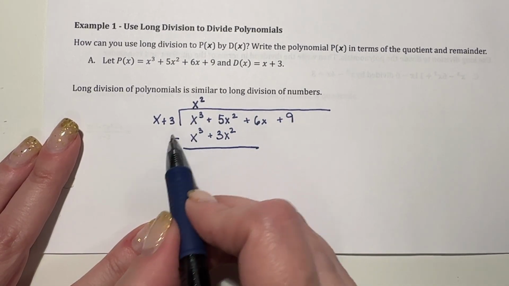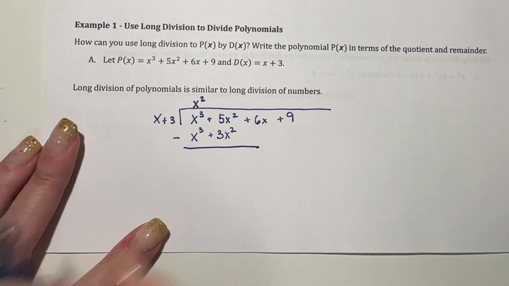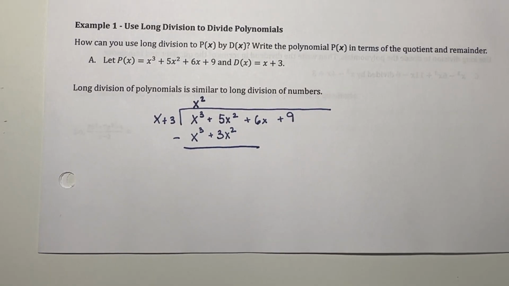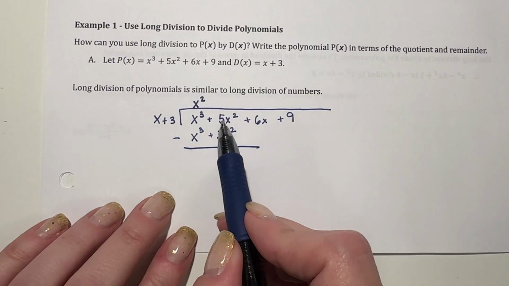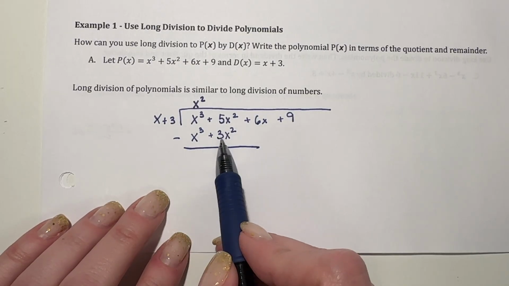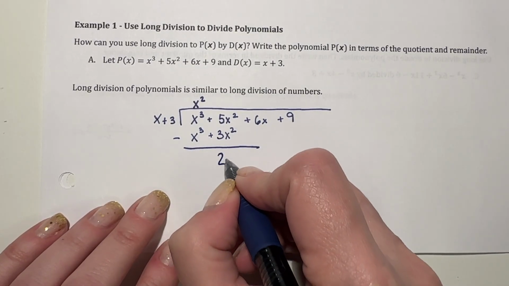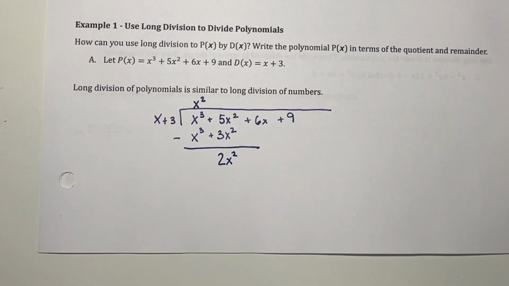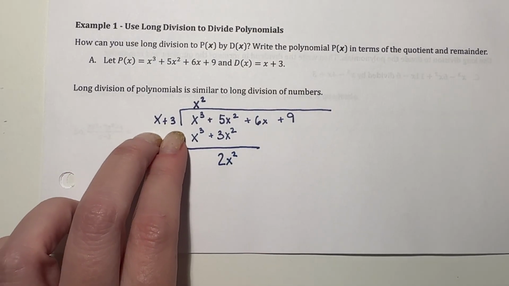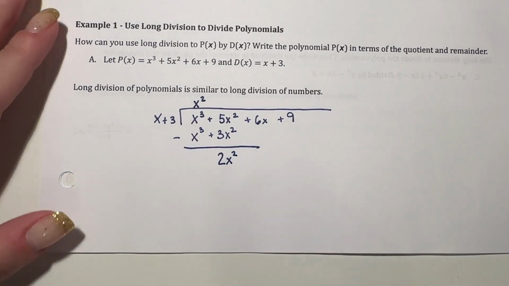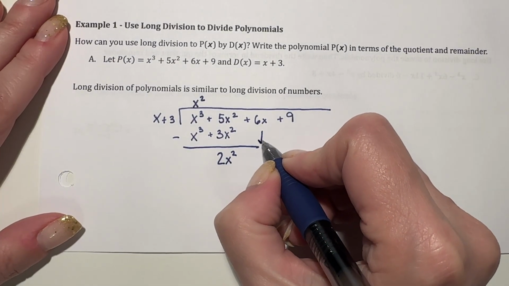So you'll do x cubed minus x cubed. So your x cubes disappear. Then you do 5 minus 3, giving you 2x squared. So this term is a binomial, so we need 2 terms. So we're going to bring down a second term.